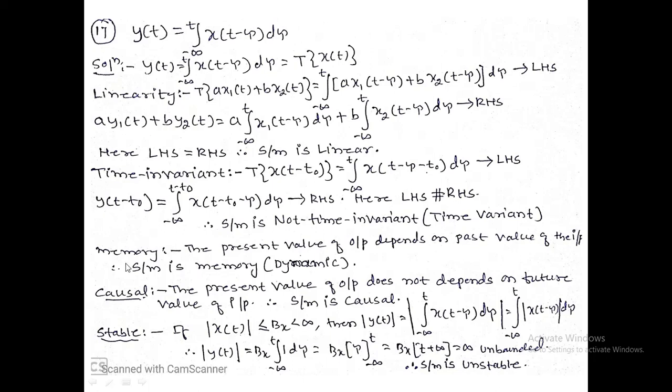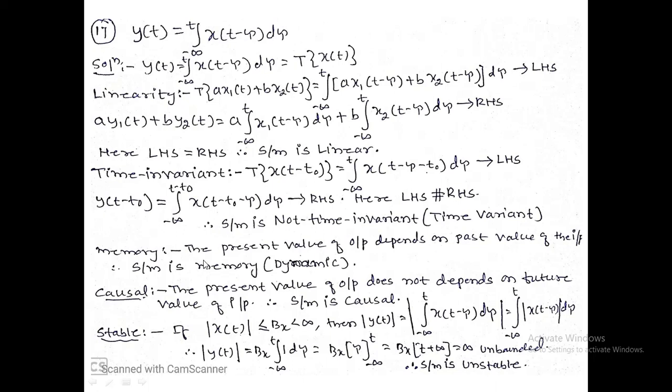Go for memory. The present value of the output depends on past values of the input. Therefore, the system has memory. In the given expression itself, y of t has limits from minus infinity to t, so the present output y of t can be calculated from the past. Here the input is x of t minus tau. If tau is a positive value, it depends on the past input value. Hence, y of t depends upon the present input as well as past input values if tau is positive.